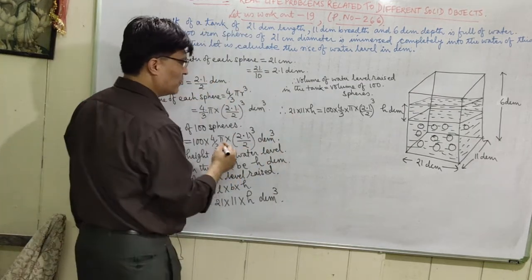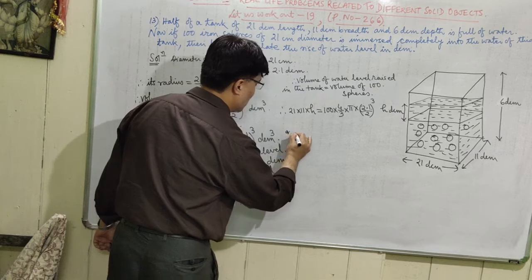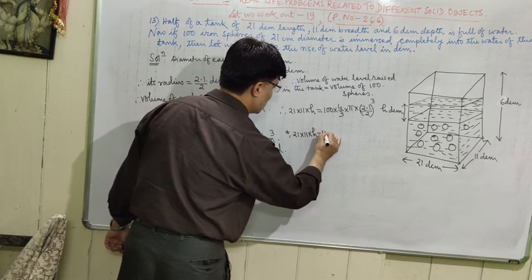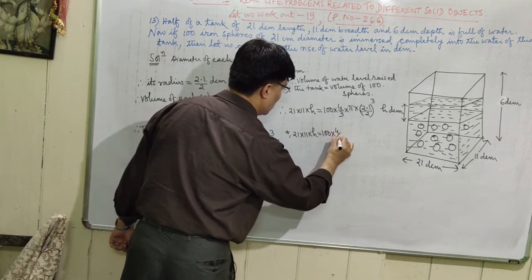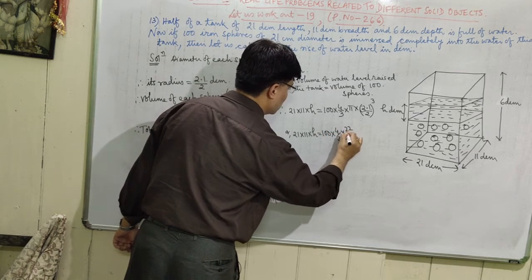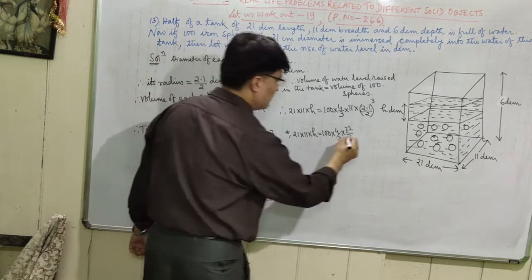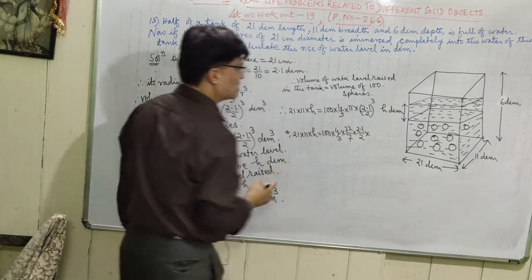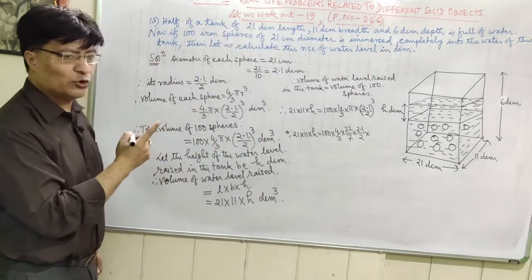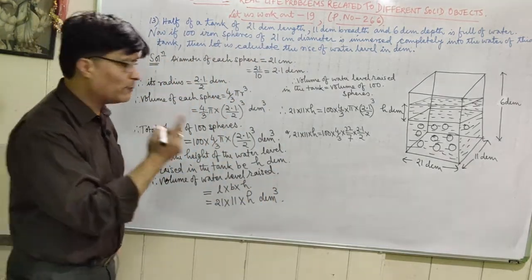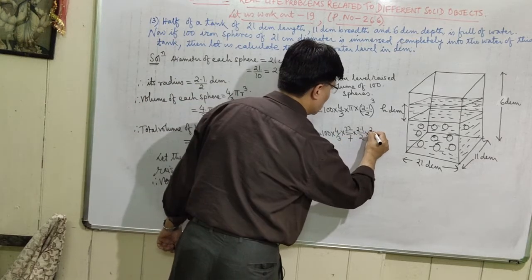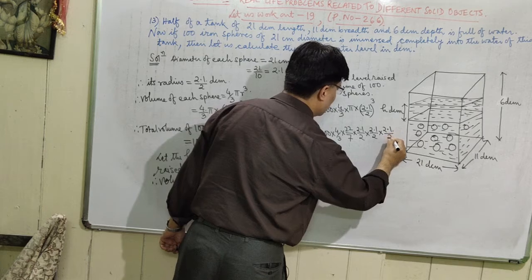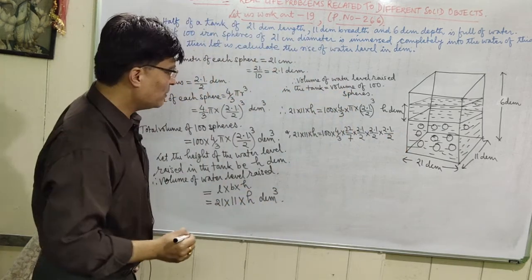So let us simplify it further now. 21 into 11 into h is equal to 100 into 4 by 3 into pi, which is 22 by 7, into 2.1 by 2. It is multiplied thrice, because 2.1 by 2 whole cube means 2.1 by 2 is multiplied thrice. So it is 2.1 by 2 into 2.1 by 2 into 2.1 by 2. So let us simplify it now.